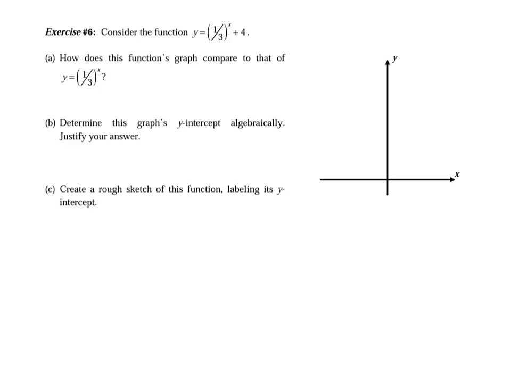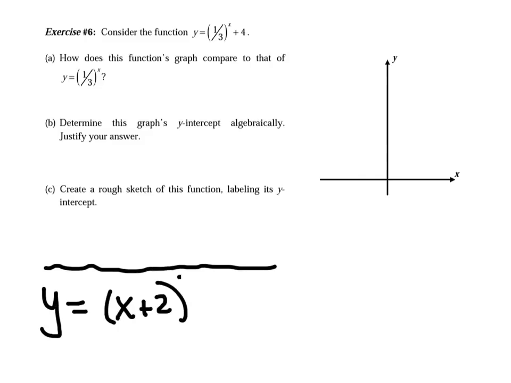All right, exercise 6. Consider the function y equals (1/3) to the x plus 4. Part A, how does this function's graph compare to that of y equals (1/3) to the x? Now, we've talked about this a lot before, and I'll just make some notes down here. If I said y equals (x plus 2) squared minus 5, we should know where this shifts our graph. We did a lot of shifting early in the year. We said anybody with the x is a horizontal shift, and anybody outside is a vertical shift. And that's going to apply to what we do in these next coming units. So look back at that example.